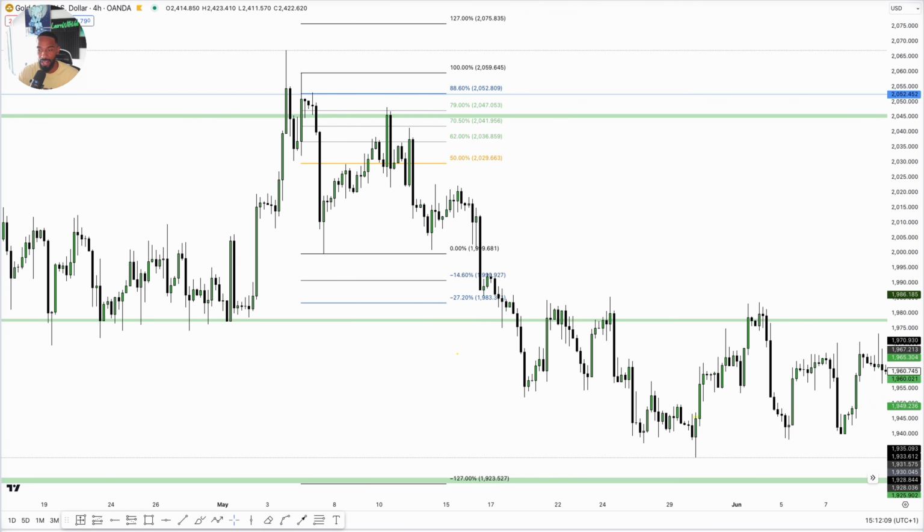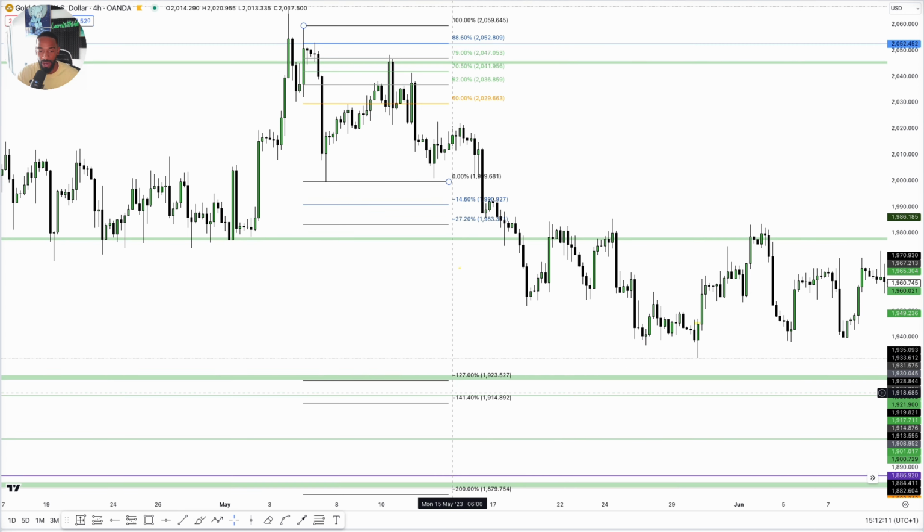The second area is going to be the -127 to -141. That is going to be the second area. The third area is going to be the minus 200 to minus 250. All you need to do is find reasons why you would take profit inside of these areas.